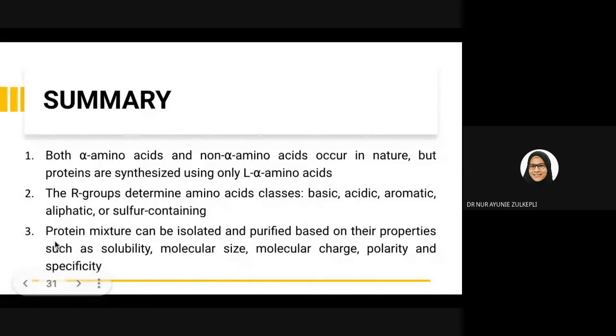Also, protein mixtures can be isolated and purified based on their properties such as solubility, molecular size, molecular charge, polarity, and specificity. As for this number 3, as long as you know the different types, when I ask what protein purification technique you learned to isolate a mixture of proteins, you can answer. For example, to separate proteins based on molecular size, which technique do we use? And affinity chromatography is based on what? Specificity, right?